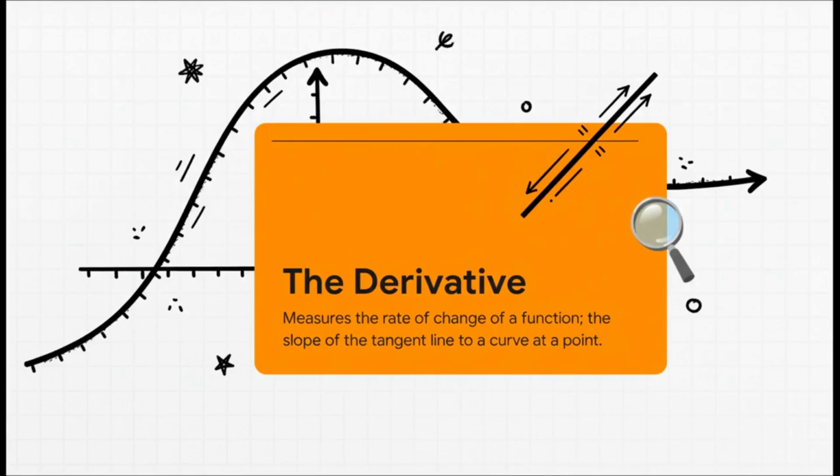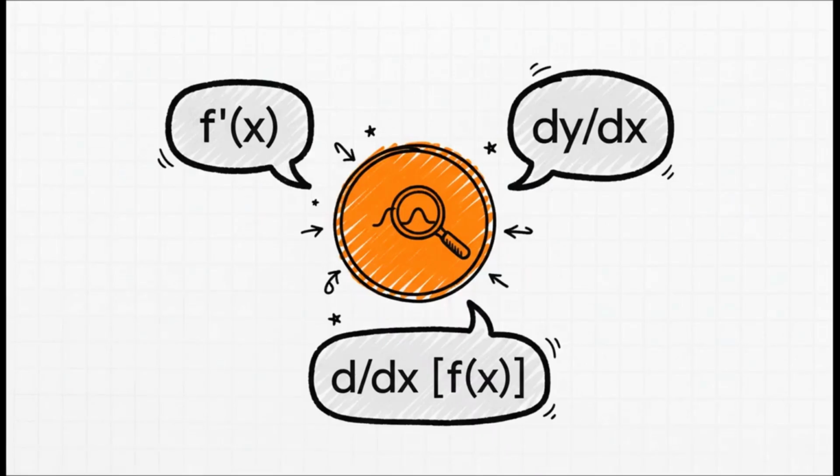Now, geometrically, it's even easier to picture. Imagine a curve is a roller coaster track. The derivative at any point is just the steepness of the track at that exact spot. It's the slope of a line that just kisses the curve at that one single point. Now, you're going to see derivatives written in a few different ways. You'll see f prime of x, dy dx, but don't let all these different labels fool you. They all mean the exact same thing. They're just different nicknames for the same core idea.